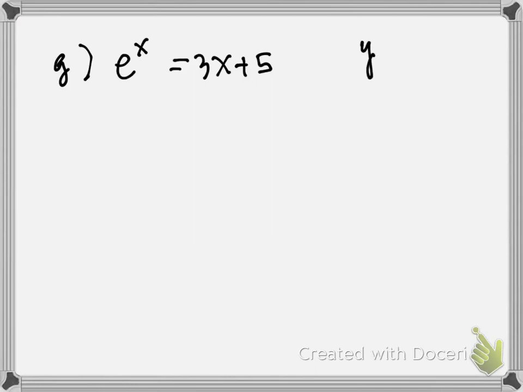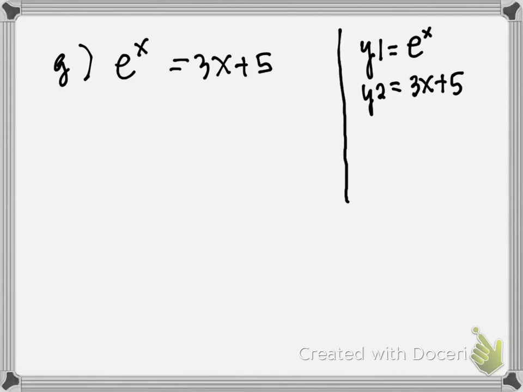So, grab your calculator and input this, e to the x, and then y2 will be 3x plus 5. So one should be linear and the other should be exponential. Now for my window here, I'm just going to tell you what window worked for me for the G. My window was, of course I would like you to play around with the window by yourself, but if you don't have much time, then I'm suggesting this window. This was my window, okay?